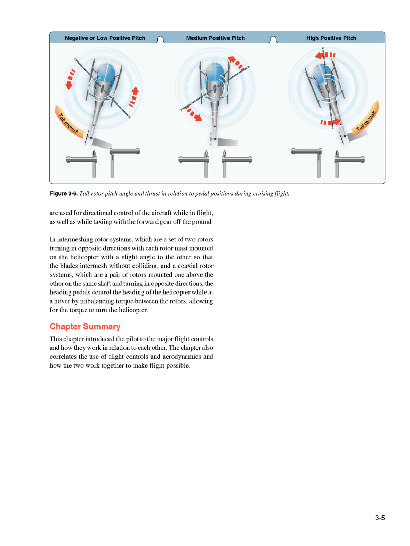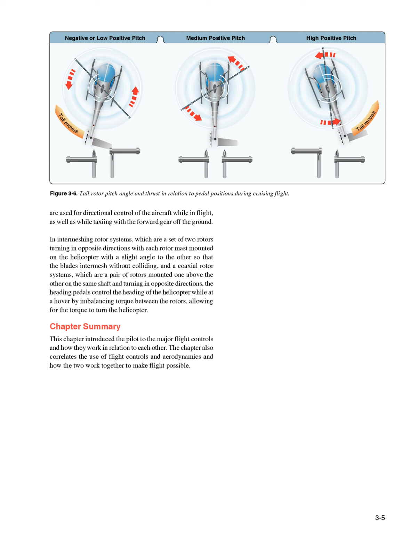In intermeshing rotor systems, which are a set of two rotors turning in opposite directions with each rotor mast mounted on the helicopter with a slight angle to the other so that the blades intermesh without colliding, and in coaxial rotor systems, which are a pair of rotors mounted one above the other on the same shaft and turning in opposite directions, the heading pedals control the heading of the helicopter while at a hover by imbalancing torque between the rotors, allowing for the torque to turn the helicopter.